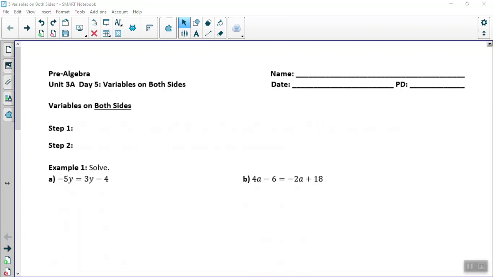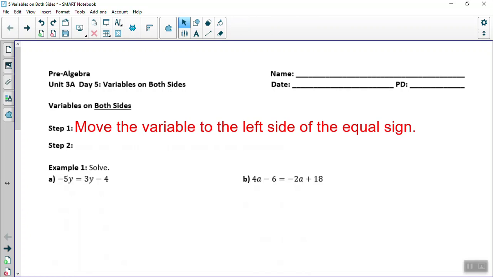Hi everyone, today we'll be looking at solving multi-step equations that involve variables on both sides of the equal sign. So the first step that we need to do is move the variable to the left side of the equal sign. Once we've done that, we can then solve using inverse operations. So let's take a look at a couple examples.